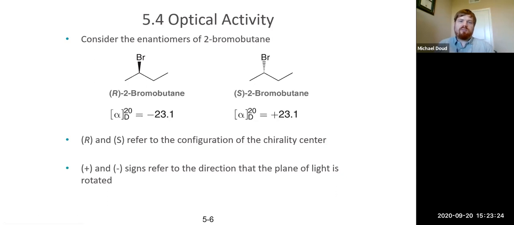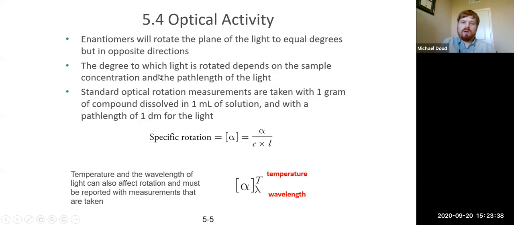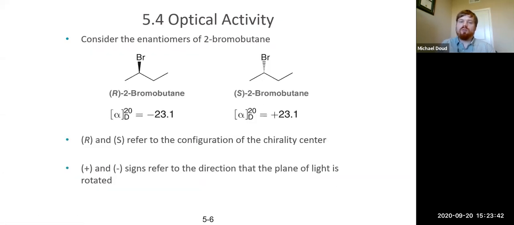Yeah, so that's also part of the measurements that have to be taken. Okay, so for example, if we have bromobutane, we have R-2-bromobutane and we have S-2-bromobutane. So if we take a pure sample, 1 gram per 1 milliliter with 1 decimeter of light, that is going to rotate plane polarized light negative 23.1 degrees, so to the left. On the other hand, S-2-bromobutane is going to do the opposite. It's going to move it to the right, plus 23.1 degrees. And again, you can think of it as degrees, like you're moving the little polarimeter one way or the other. You move it one way, that's the positive. You move it the other way, that's the negative.